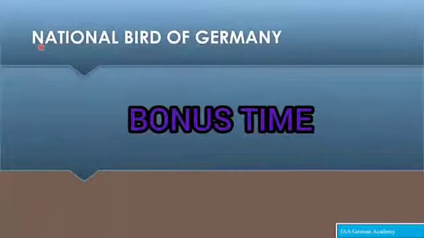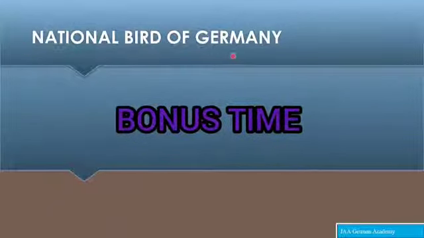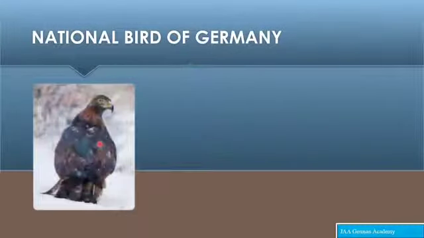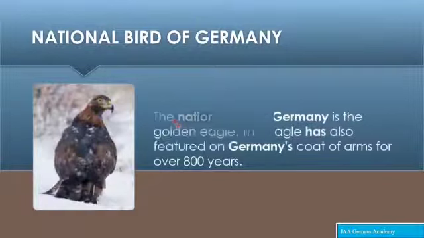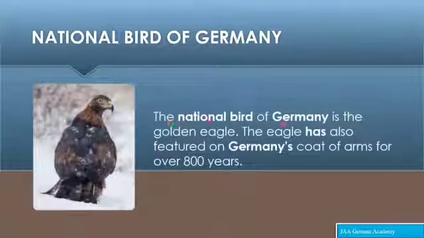Bonus time! National bird of Germany. The national bird of Germany is the golden eagle. The eagle has also featured on Germany's coat of arms for over 800 years.